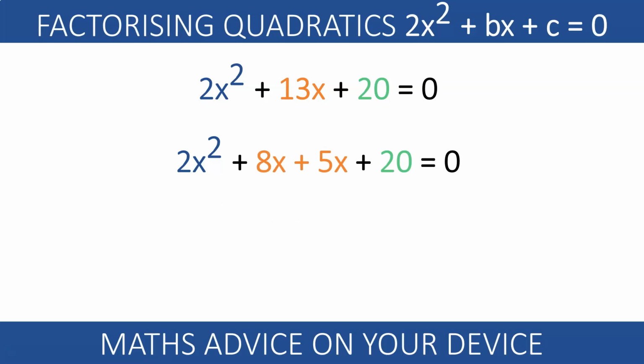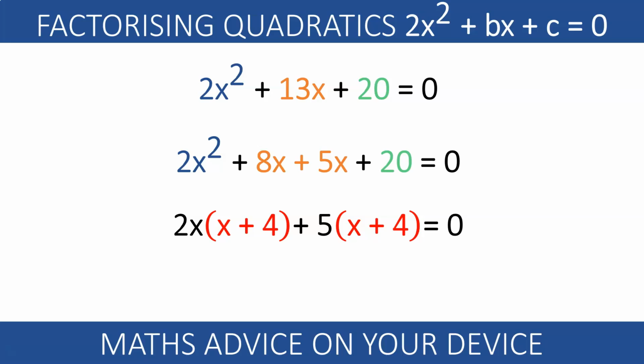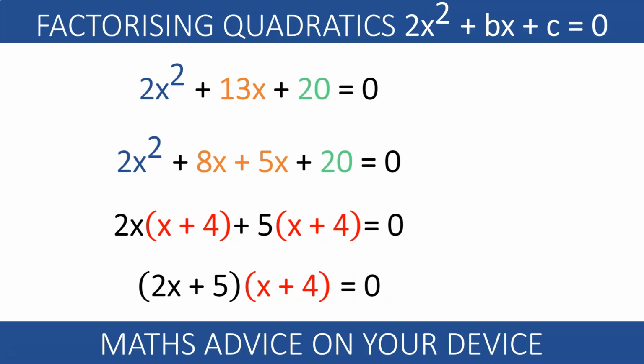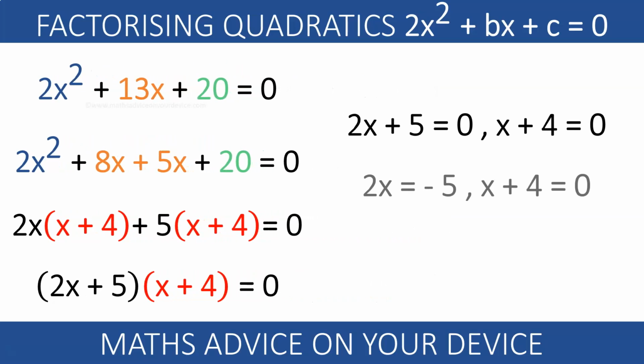We can now factorize the first two terms using x plus 4 as their common factor. This x plus 4 is also a common factor of the last two terms. The quadratic equation can be written 2x plus 5 times x plus 4 equals 0. This leads to two solutions, either x equals negative 2.5 or x equals negative 4.